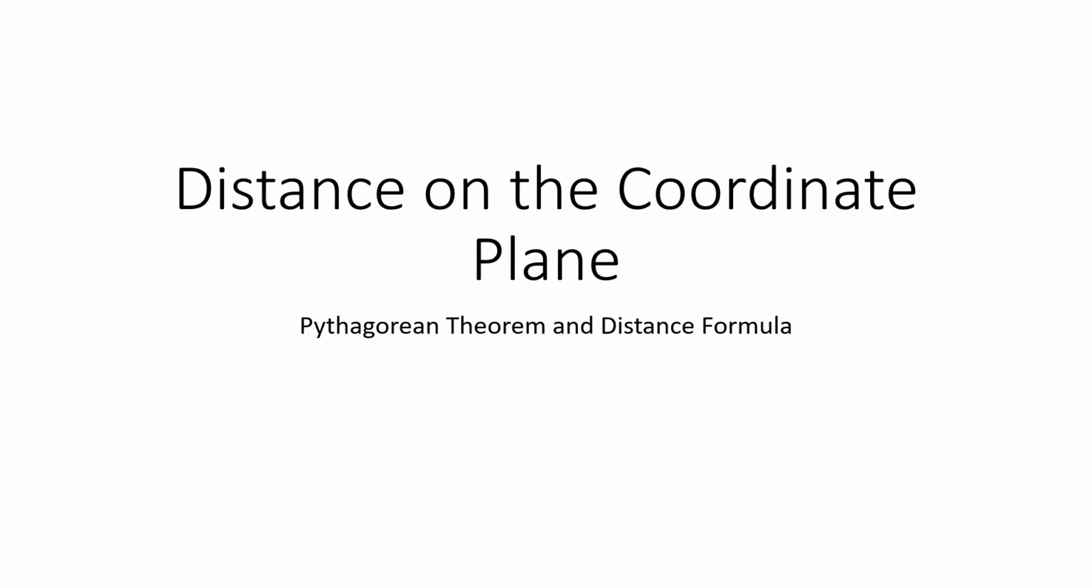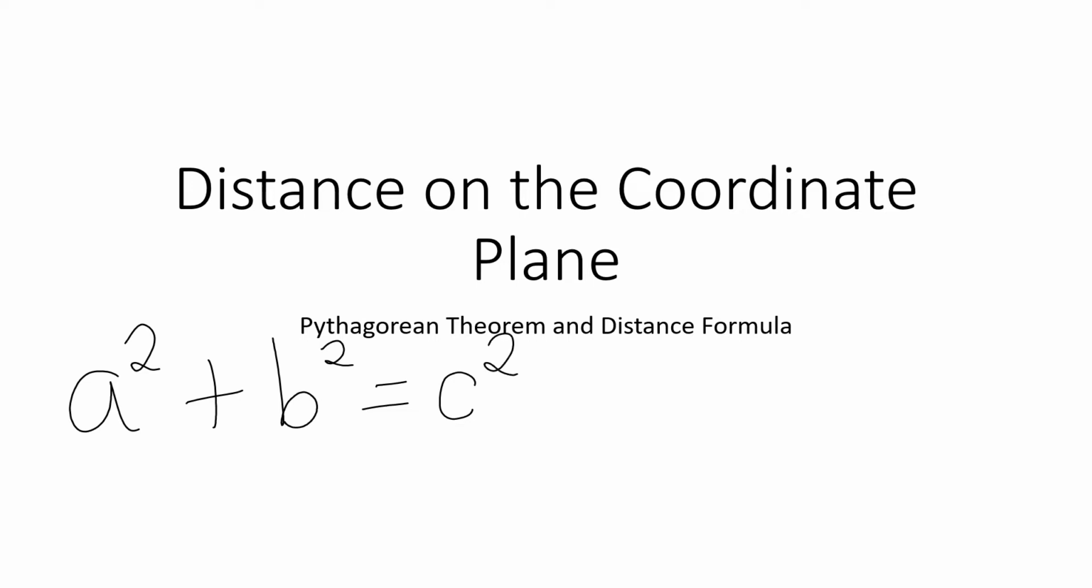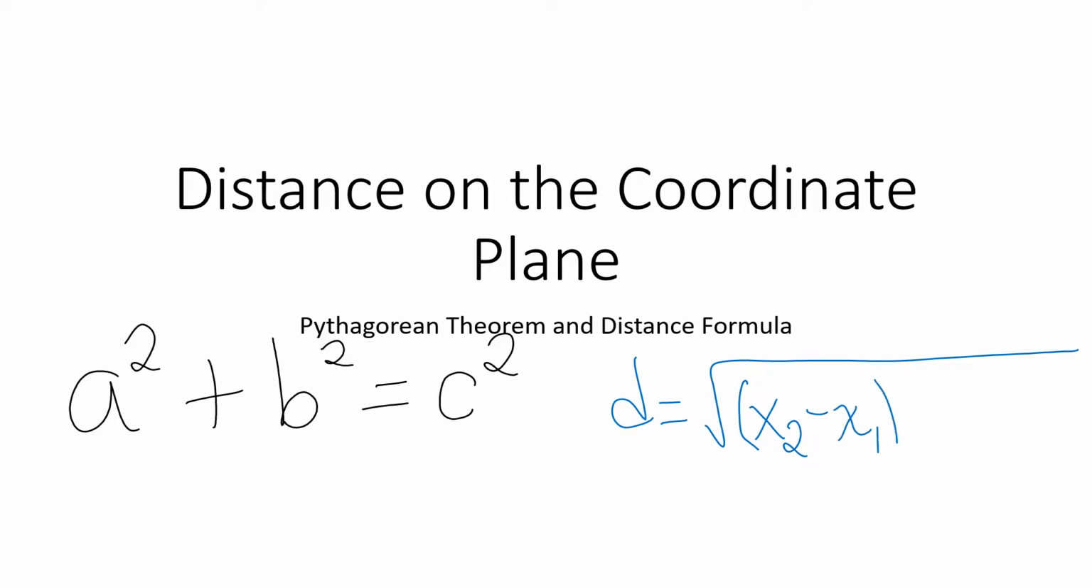This is a short video on the distance on the coordinate plane using the Pythagorean theorem, which is a squared plus b squared is equal to c squared, and the distance formula, which is d equals the square root of (x2 minus x1) that whole quantity squared, plus (y2 minus y1) that whole quantity squared.